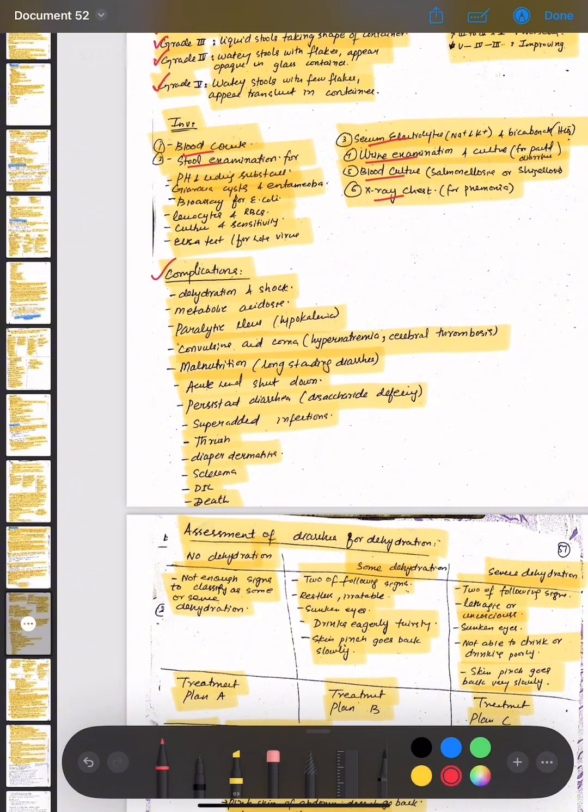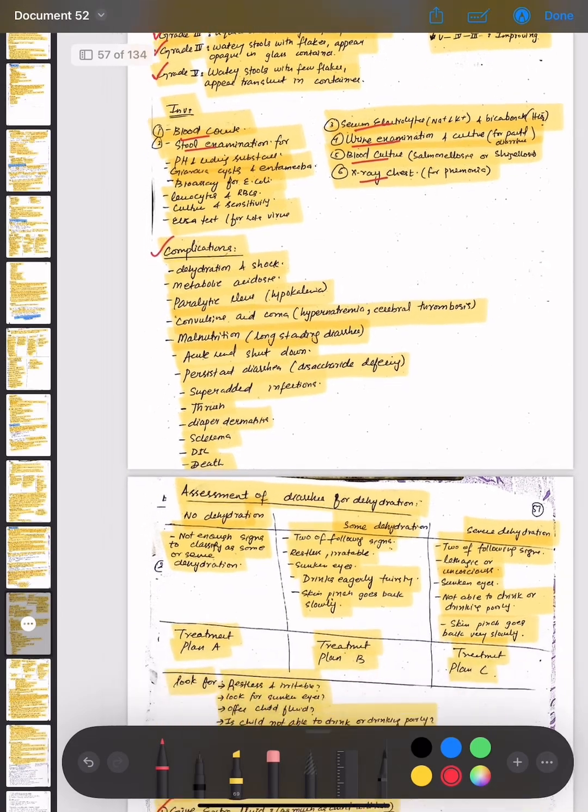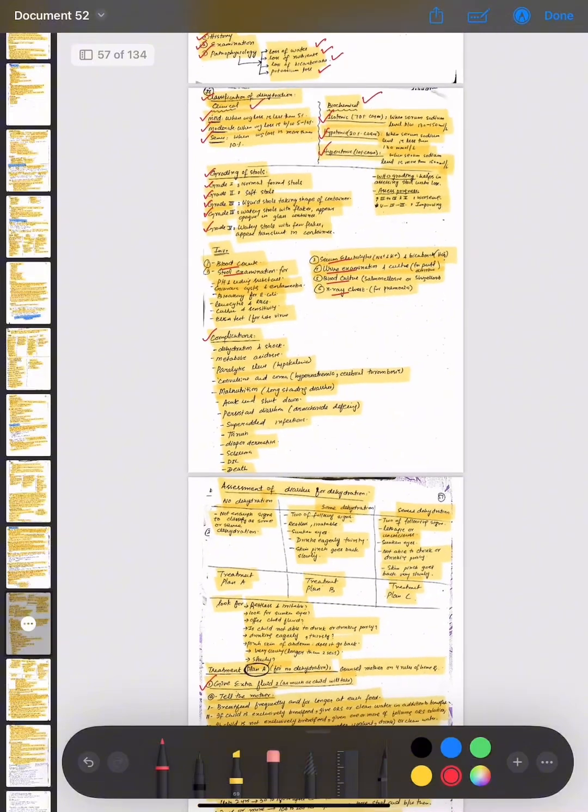Then we have discussed the different complications due to diarrhea, acute diarrhea, or dehydration. These are dehydration and shock, metabolic acidosis, paralytic ileus, convulsions, malnutrition, acute renal failure, persistent diarrhea, superimposed infections, thrush, diaper dermatitis, scleroderma, DIC, and death.